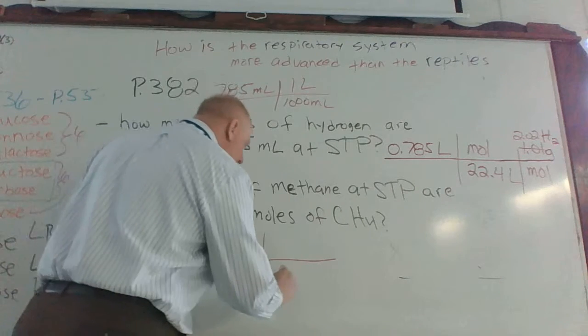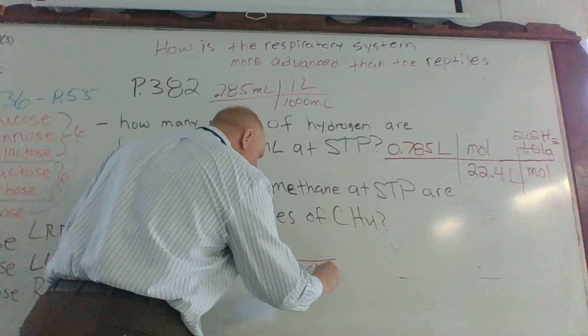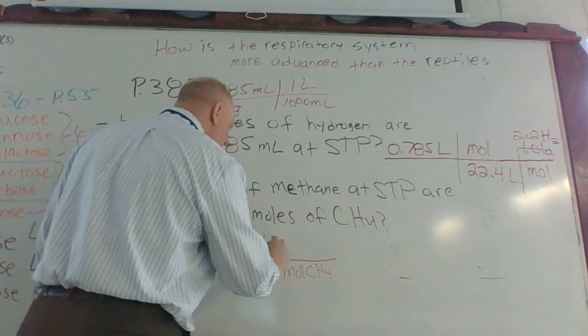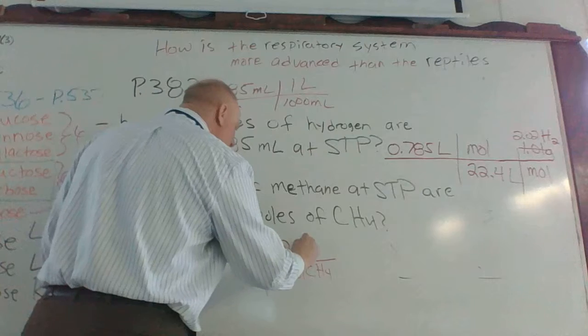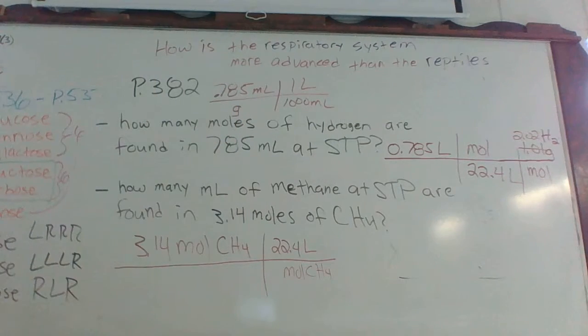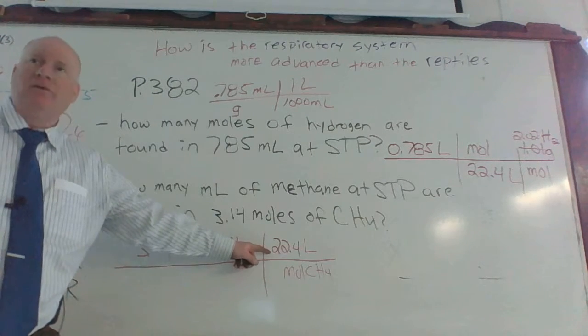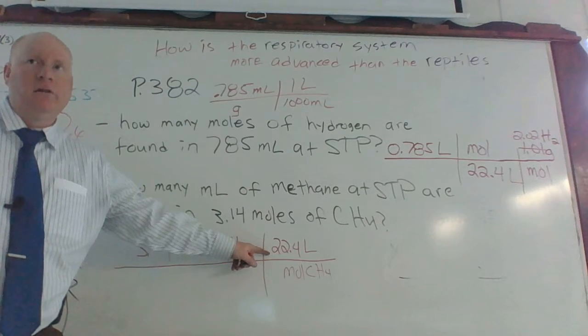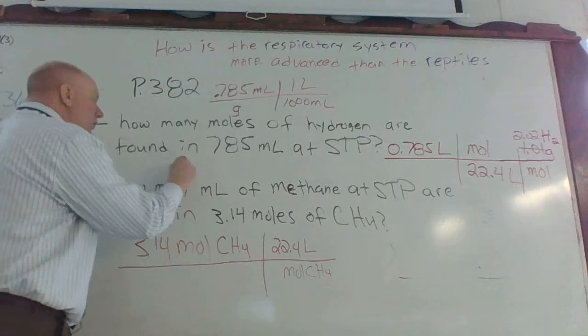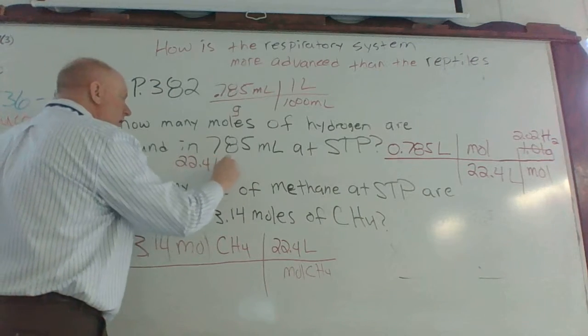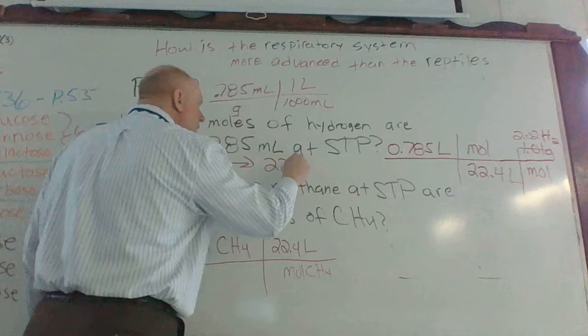So for every mole of methane, 22.4 liters. Now, I would suggest, until you get a really good understanding of this, that you put this step in here, but really you could say 22,400 milliliters. Because if we had 22.4, and that's in liters, we would change that to 22,400.